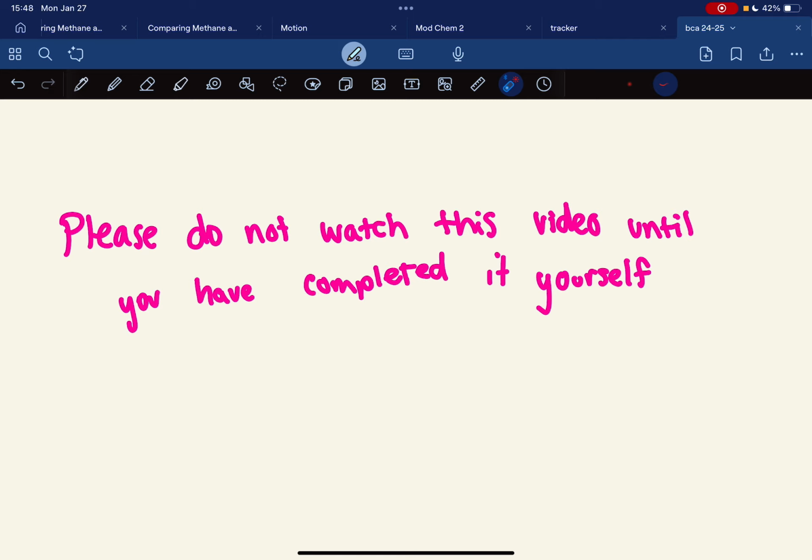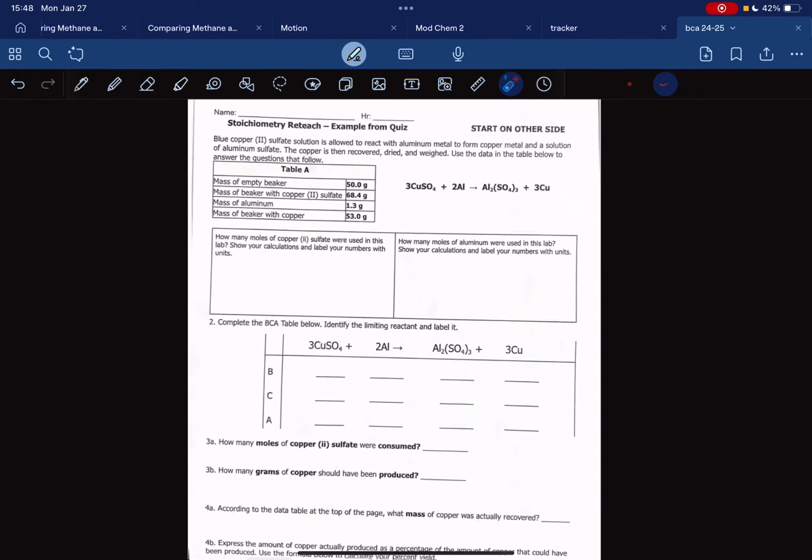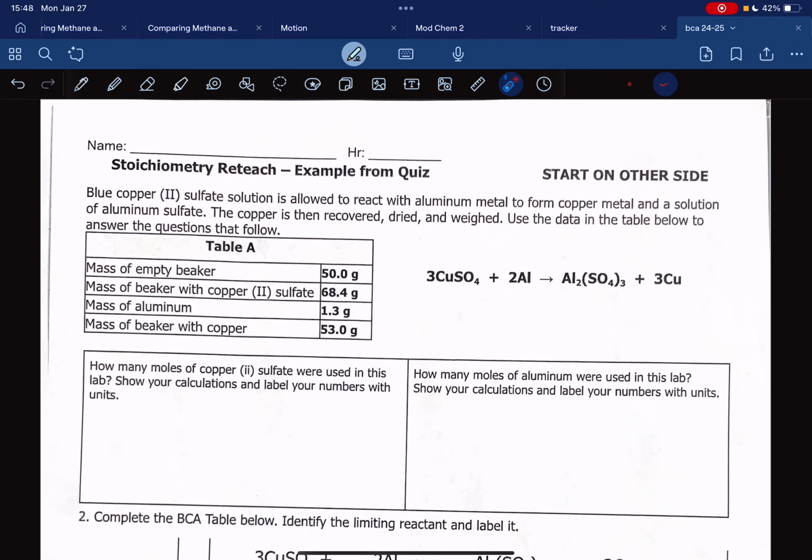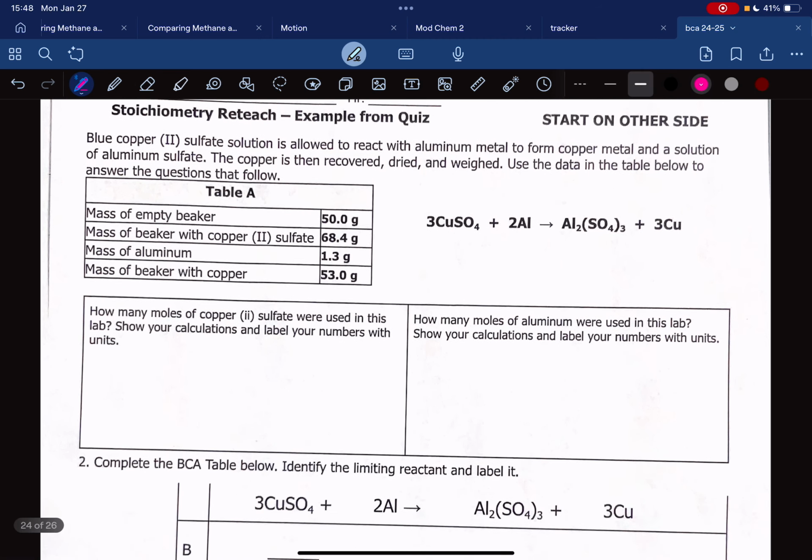All right? Okay, so with that being said, let's get into this. Now, I'm assuming you've done this already, so I'm gonna move somewhat quickly. I will explain stuff though, of course. Okay, so same reaction as before: copper sulfate and aluminum. First step, since we're given all of our amounts in grams, and we can't put grams in our BCA table, our first step is to convert these grams to moles. And we're going to do that for our copper 2 sulfate and for our aluminum.